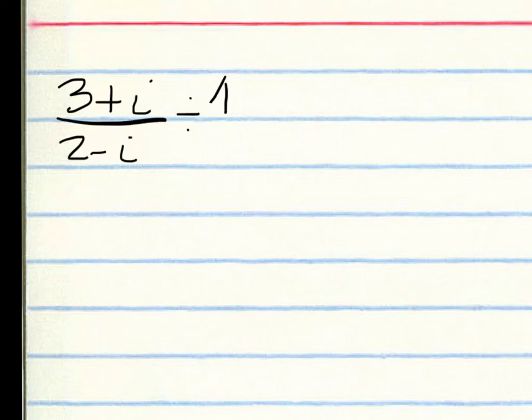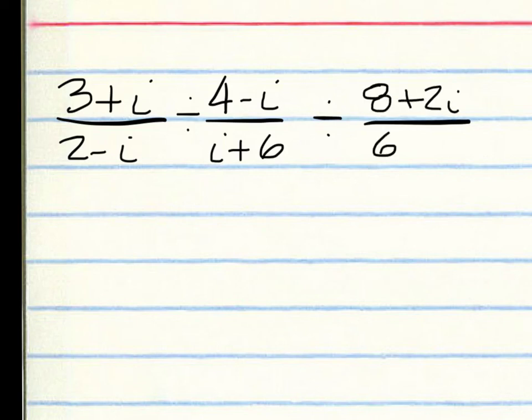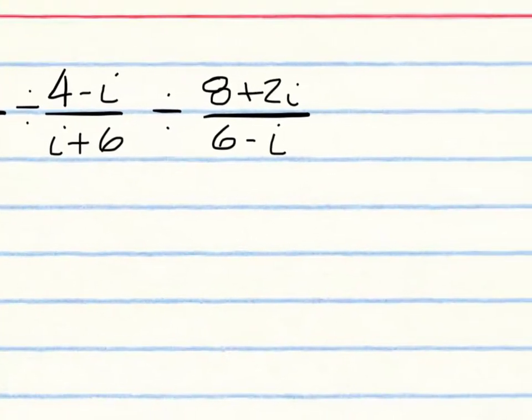Your homework for tonight is to do the following. Three plus i over 2 minus i divided by 4 minus i over i plus 6 divided by 8 plus 2i over 6 minus i. And we'll also add on to that divided by i minus 1 over i plus 1.